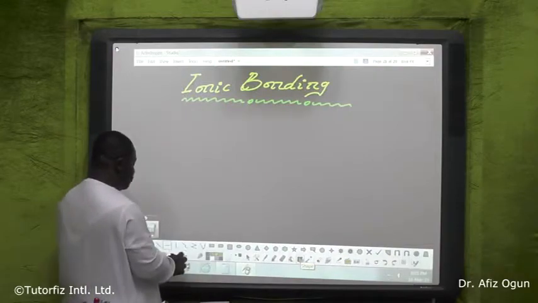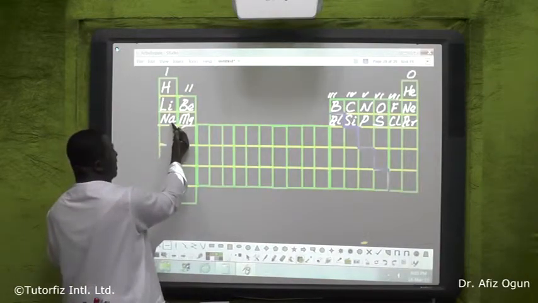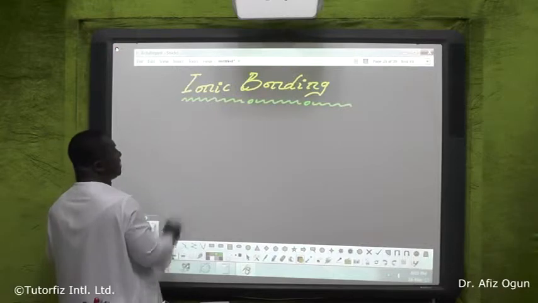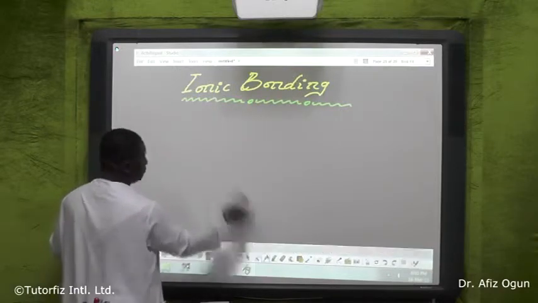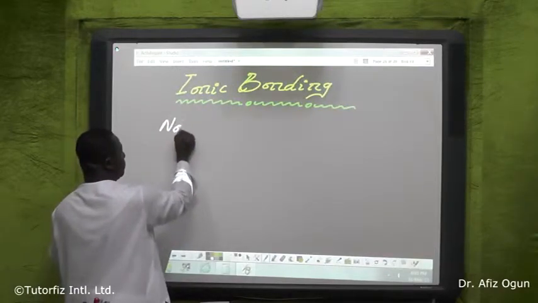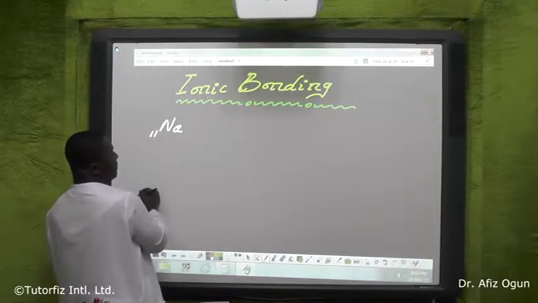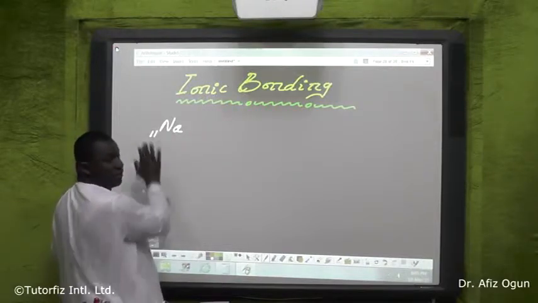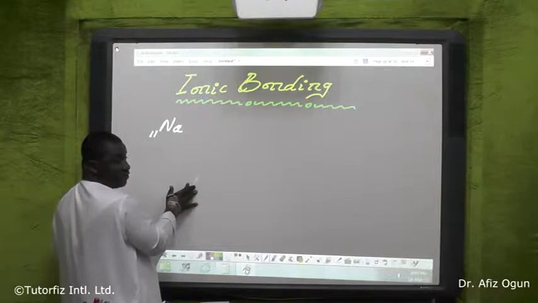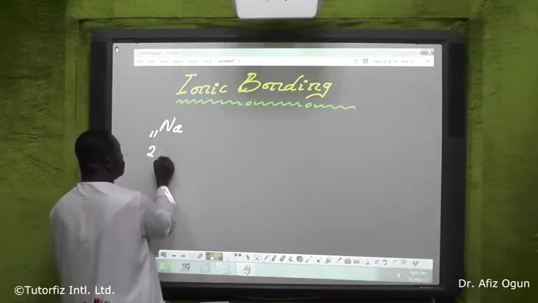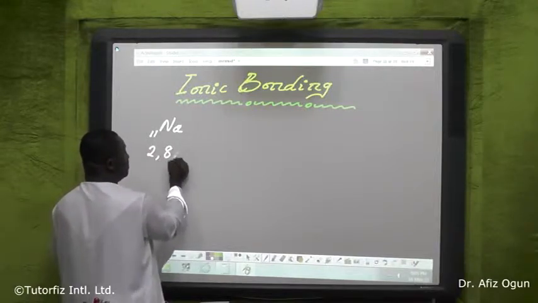Take for example Mr. Sodium. It's in this group, Na. Mr. Sodium has atomic number of 11. So 11 protons, therefore 11 electrons. So the electronic configuration, as you know, is 2,8,1.